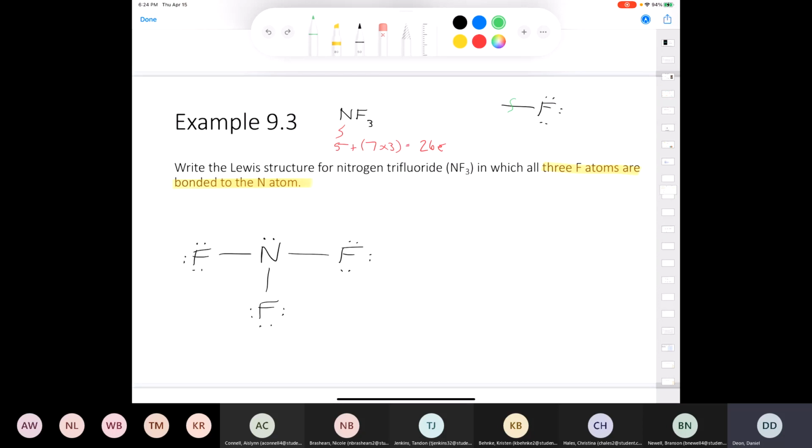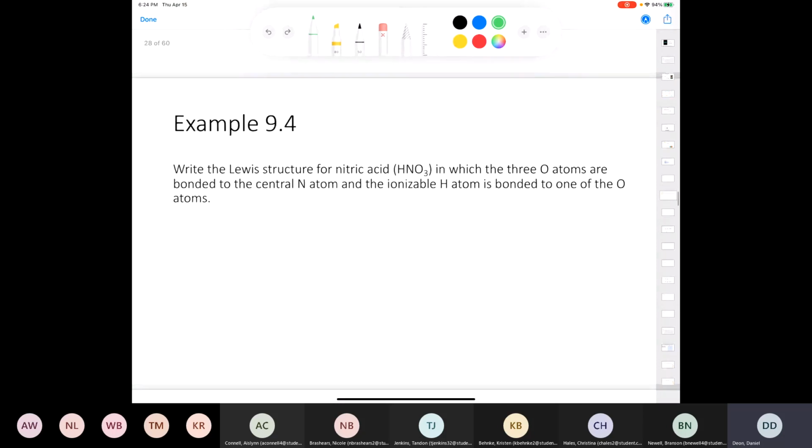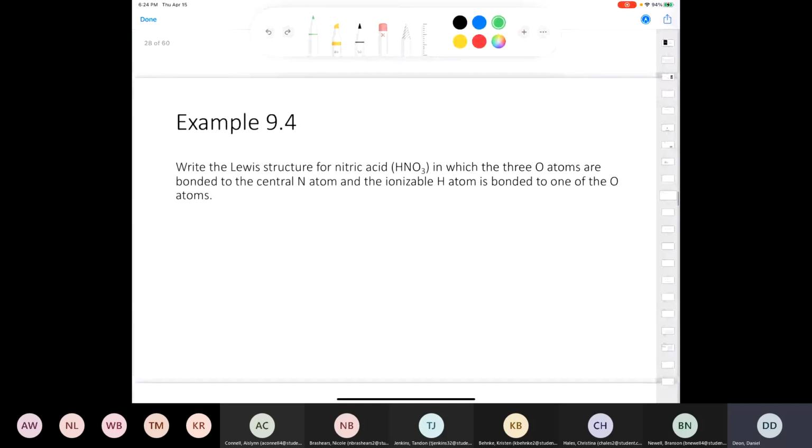Let's try, in the interest of time, what time is it? 6:25. In the interest of time, let's try another one, okay? I got a good class here. I got a bunch of smart students here that could probably help me figure this one out.